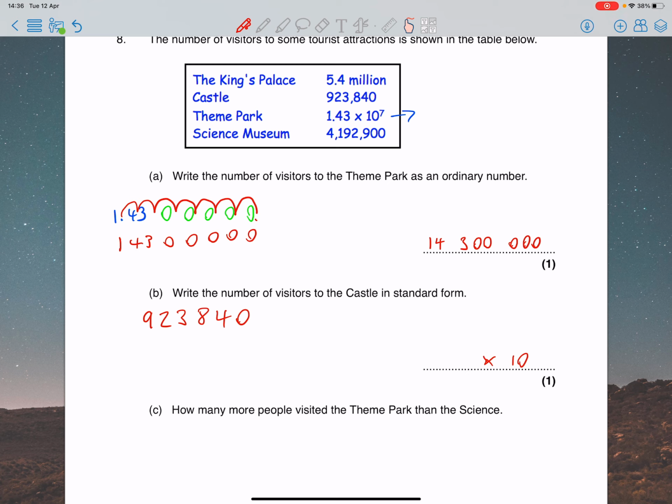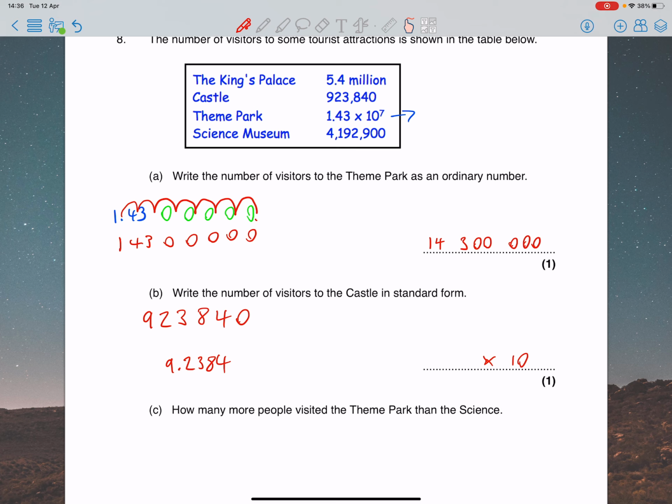So the first number has to be between 1 and 10. Where would we place the decimal point so that this number is now between 1 and 10? We'd place it between the 9 and the 2. So that's 9.2384. We could put the 0, but we don't need to because it doesn't change anything.